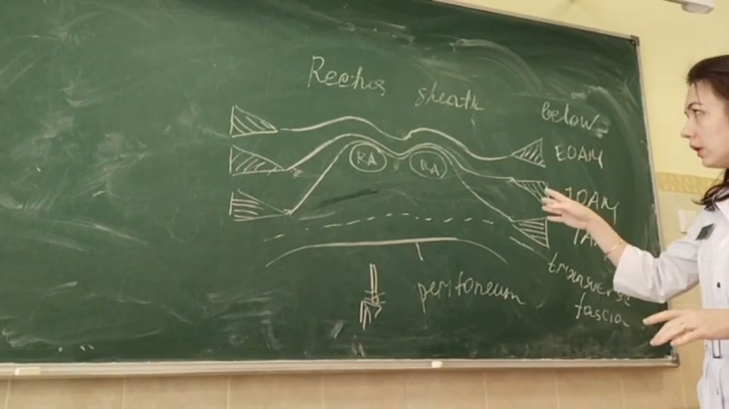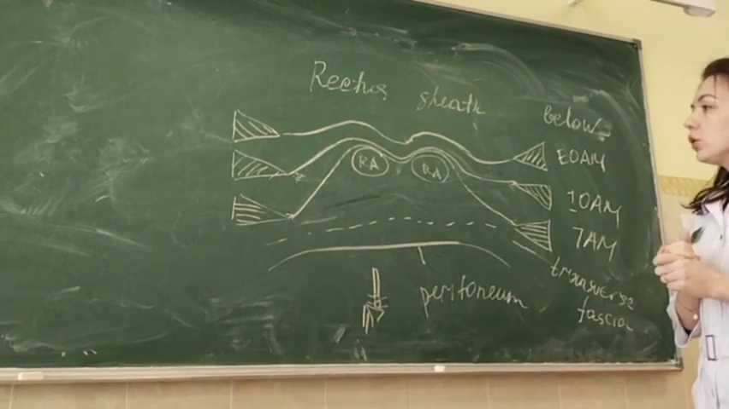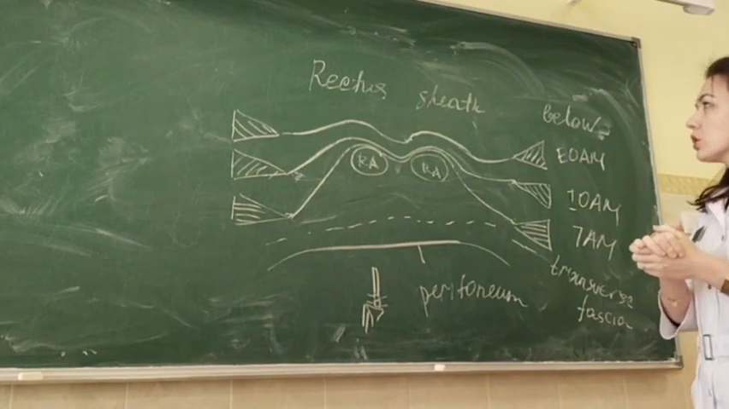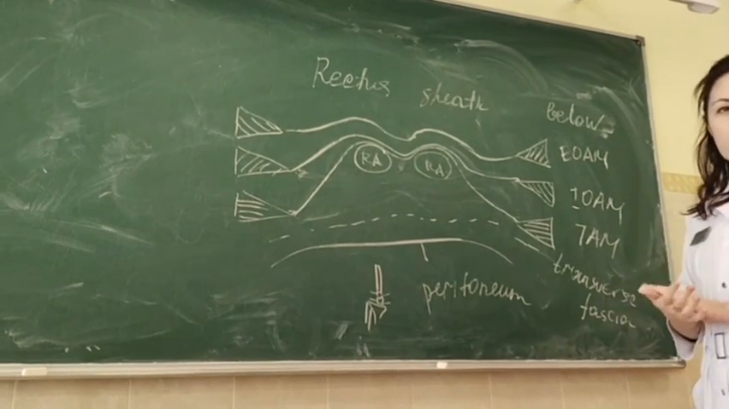At the next lesson, at the beginning, you will draw any of these structures, the rectus sheath, above or below the umbilicus.